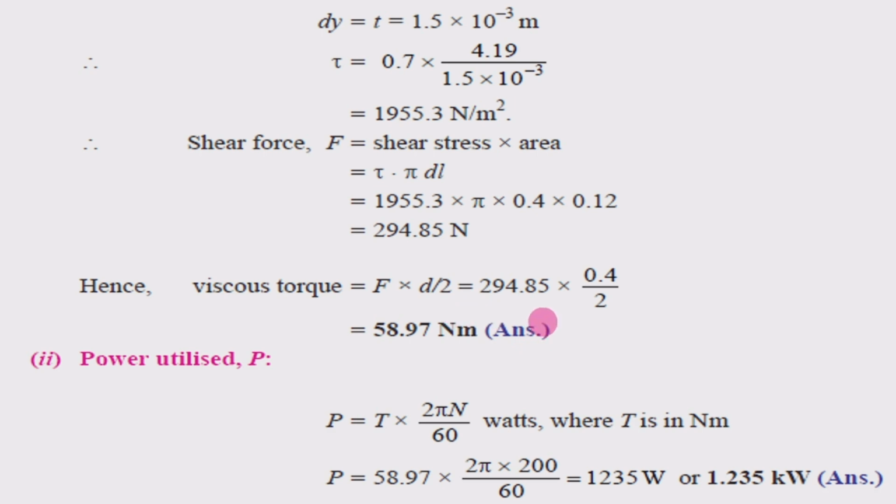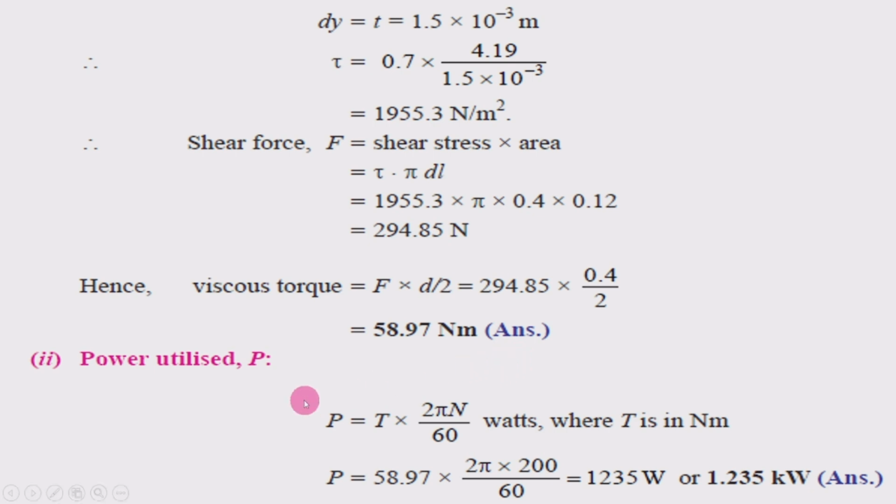And here the viscous torque is this shear force, which is acting due to the fluid, multiplied by this radius. Then we are going to get 8.97 Newton meter as the viscous torque. This much torque is required to overcome the resistance offered by the fluid.